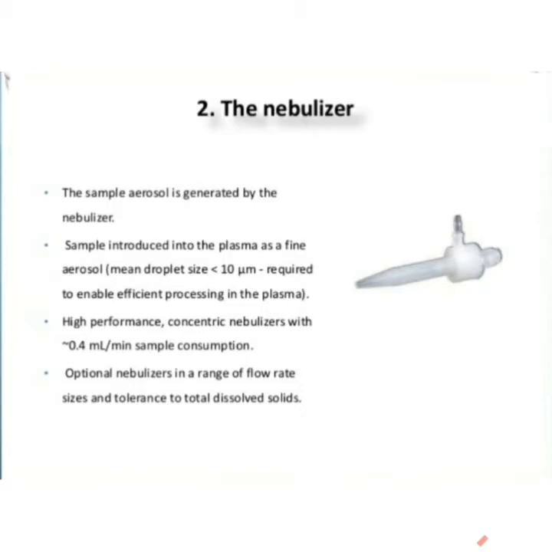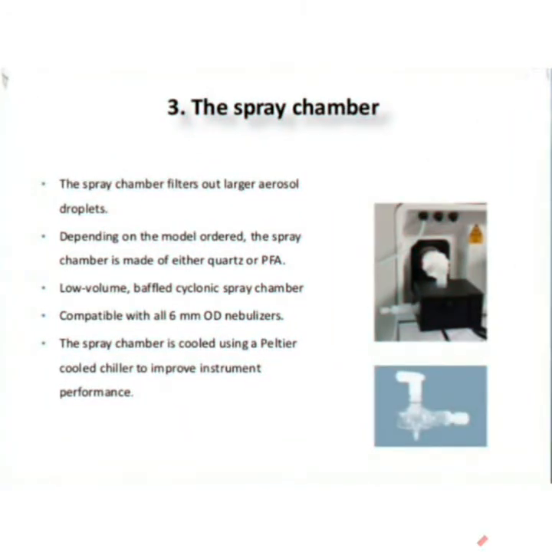Next is the spray chamber. The spray chamber filters out large aerosol droplets. Depending on the model ordered, the spray chamber is made of either quartz or PFA. It is a low volume cyclonic spray chamber compatible with all 6 mm OD nebulizers. The spray chamber is cooled using the Peltier cooled chiller to improve instrument performance. After the spray chamber, I will introduce the torch.